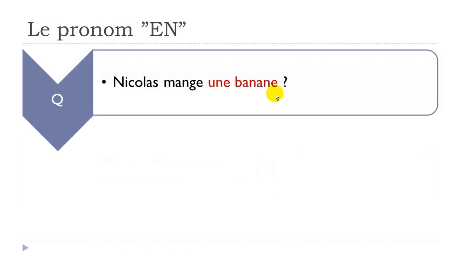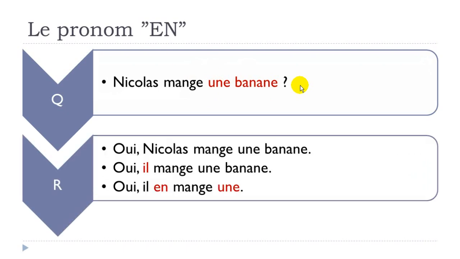so let's see now if it's feminine. Une banane. Nicolas mange une banane? Answer, oui, Nicolas mange une banane. Oui, il mange une banane. Oui, il en mange une. Okay, so the information that you've got now is that you will have to put the masculine or the feminine form after. Okay, here you put une because banane is a feminine word. All right?